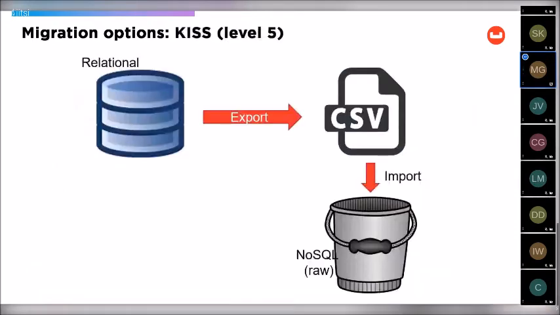So I would say we're going to start at level 5 here. The simplest possible migration option is we're going to export data from relational into CSV, and we're going to import that CSV into NoSQL just as is, and just make that a raw copy of the data, a lift and shift sort of thing. Just treat it as a relational database to start with, and query it the same way. So lots of joins, lots of strips of data everywhere.